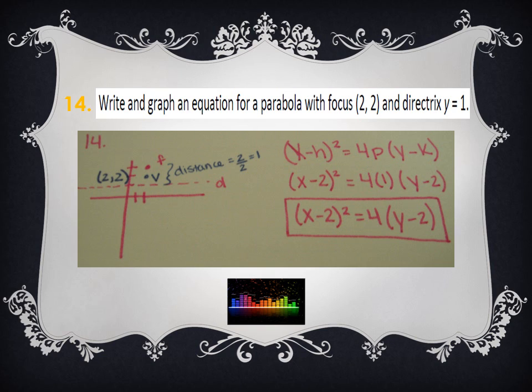Then we use the standard form of a parabola and substitute with what we know. So we get (x − h)² = 4p(y − k). So h is a 2, so we get (x − 2)². P is 1, so we get 4 times 1. Then k is a 2, so we get (y − 2). Then we simplify by multiplying 4 and 1, and we get (x − 2)² = 4(y − 2).